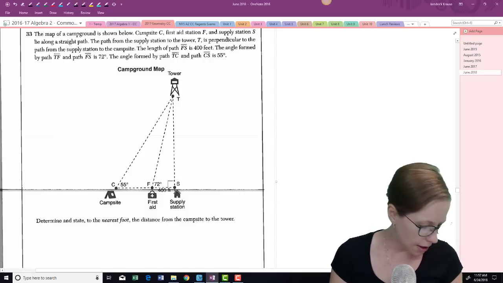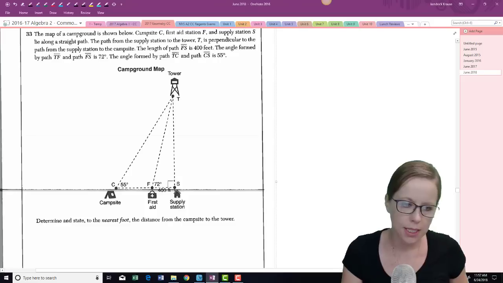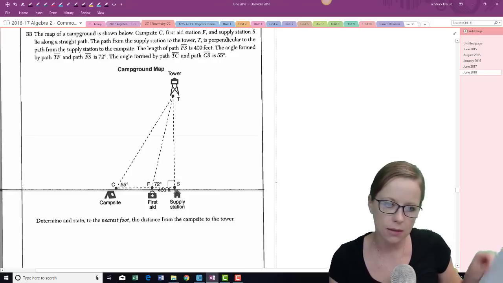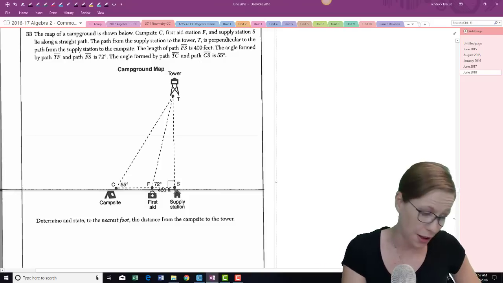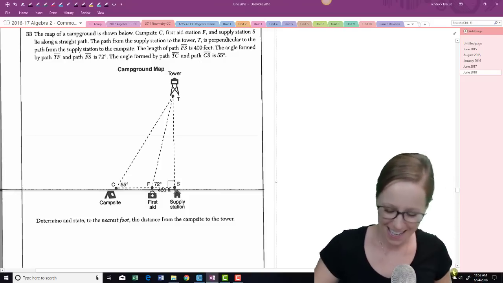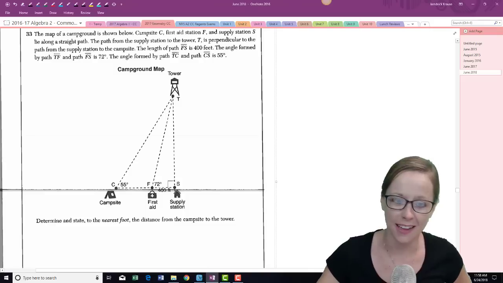A lot of things going on here. Campsite to the tower is... Whoa, I just threw that all on the floor. Oh gosh, I'm going to have to get that in a minute.